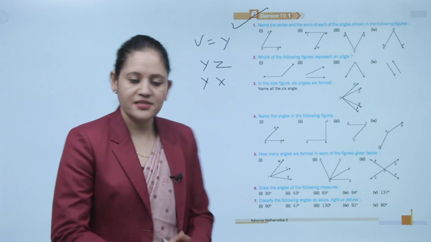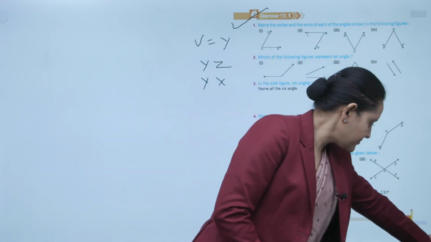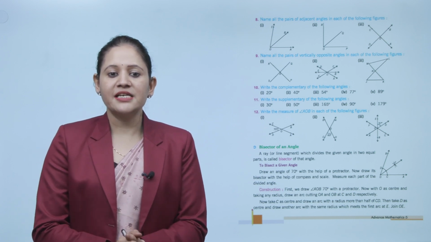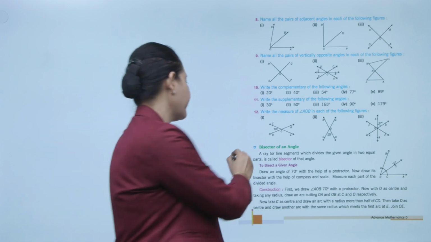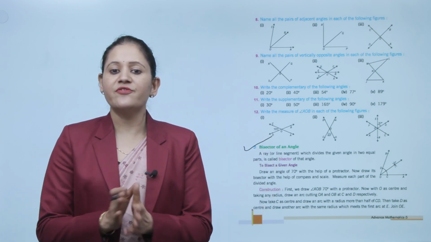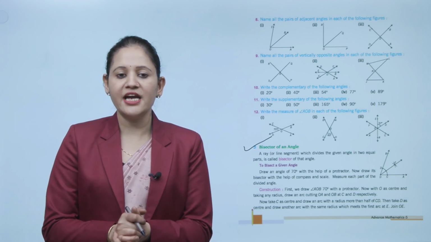These are the arms. Clear? So practice all the questions of this exercise. Next is bisect of an angle. A ray which divides the given angle into two equal parts is called the bisector of that angle.